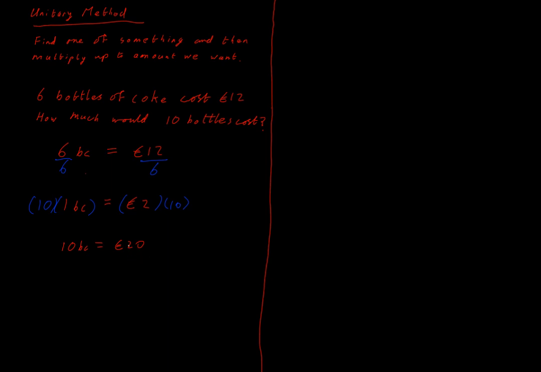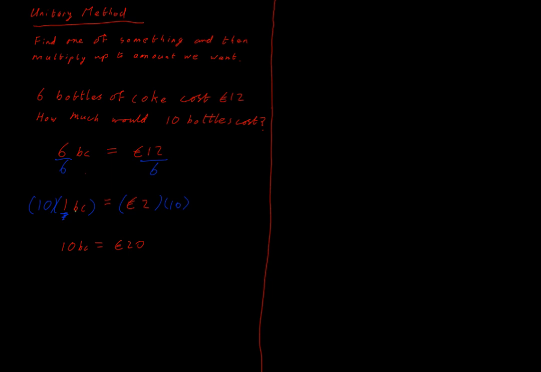This is called the unitary method, unitary for unit or 1, because I find out what 1 of something costs me, what 1 bottle of Coke costs me, and then I find out how much 10 bottles of Coke is going to cost me. So time and again, when we're doing the questions in this chapter, we're going to know that, say, 6 of something costs €12, then we find out what 1 of something costs, and then we find out how much 10 of something costs. We're going to find out what 1 of something costs over and over again.